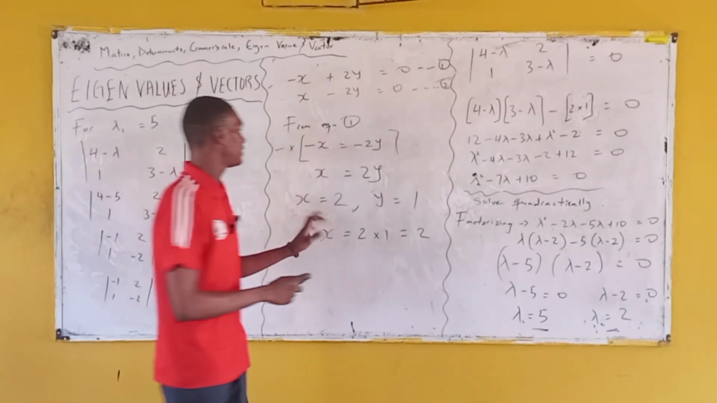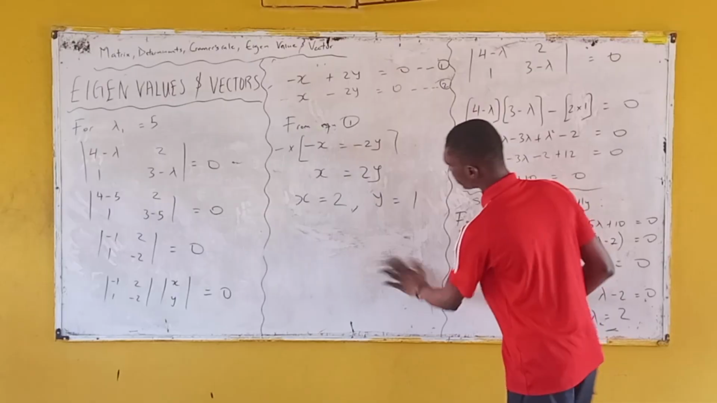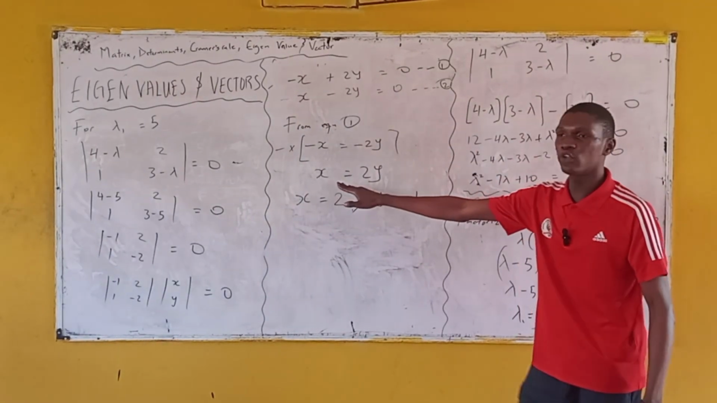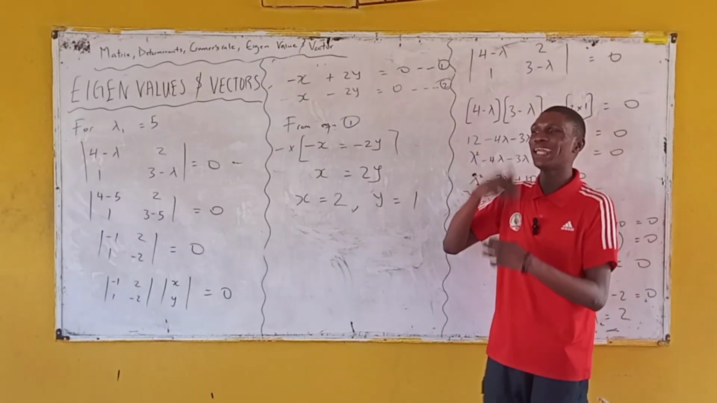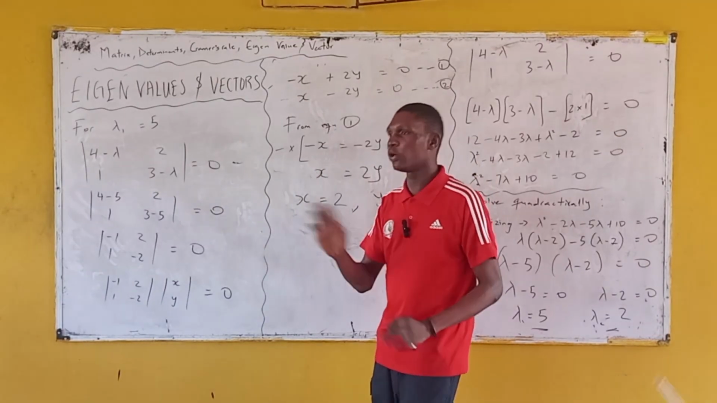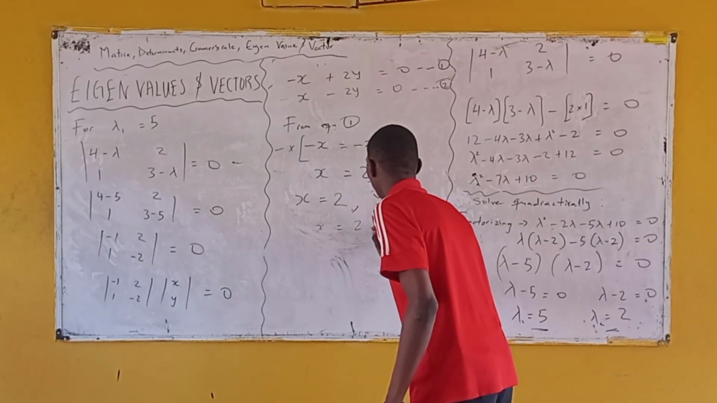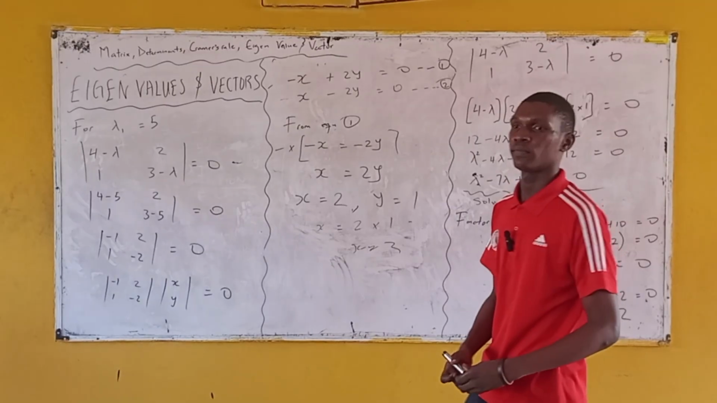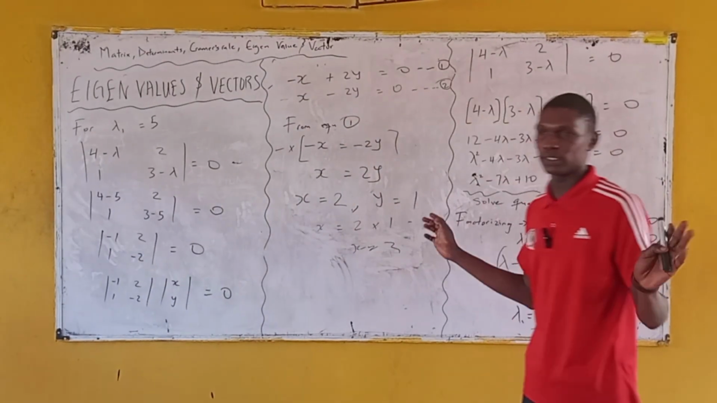So when we get here, we do something logical. Since your x is equal to 2y, you can assume that your y is 1, because x can now be equal to 2 times 1, which is x equal to 2. Assuming it's 4, you still assume that your y is 1.